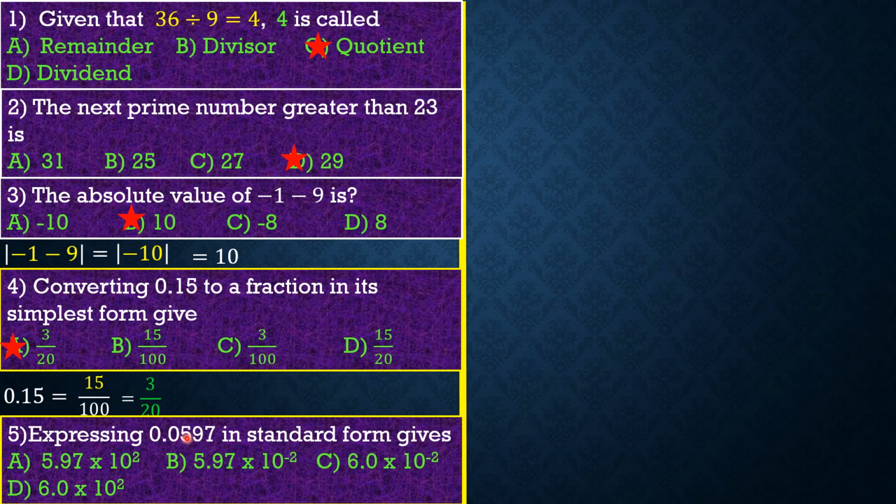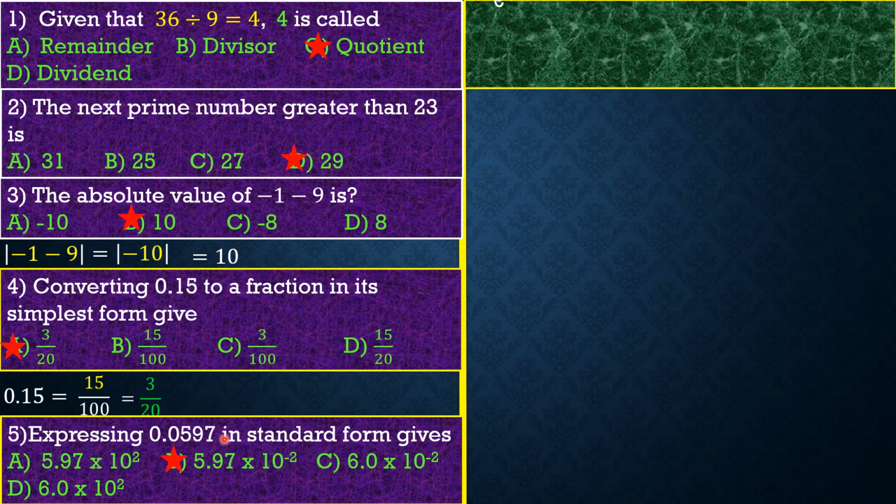So we are going to have 5.97 times 10 raised to the power. How many times did we move it, guys? We moved it 2 times, and since it's from left to right, it has to be negative 2. So we are going to have 5.97 times 10 raised to the power negative 2. Great. So guys, option B has to be the best option for this question.